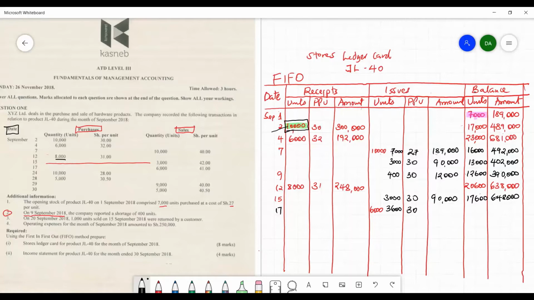So if we have 3,600 by 30, that will become 108,000. And then deduct 108,000. Start by deducting 3,600 from the units, so that we have 14,000 remaining. And 108,000 deducted from 648,000, so that you have 540,000 remaining.